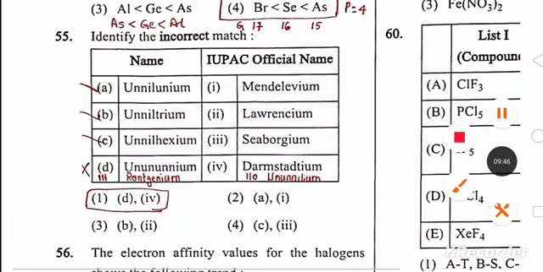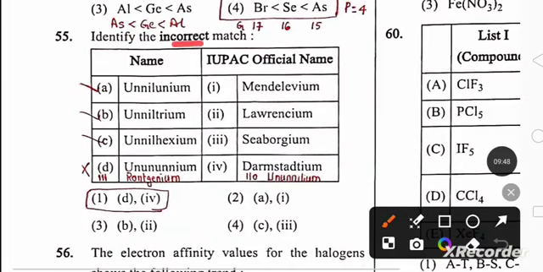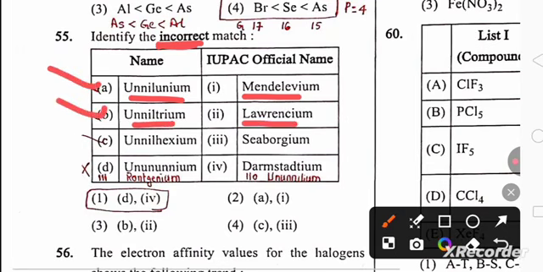Let us move to the next question. This question belongs to periodic properties. Identify the incorrect match. Let us find out the incorrect match. First one, unnilunnium, the official name is mendelevium. It is right. Second, unniltrium is also called lawrencium. This is also a right one. Third one, unnilhexium, the official name is seaborgium. It is also a right one.